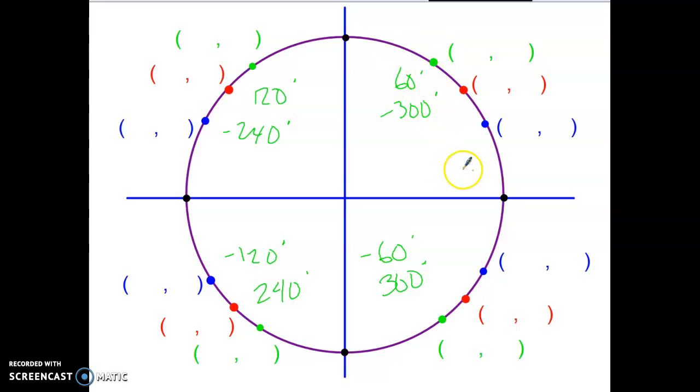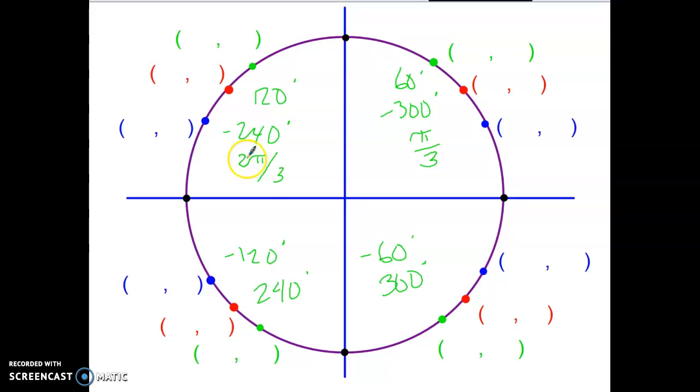Okay, let's go back and do that in radians. So when I move this way, I'm doing positive radians. 60 degrees times pi over 180. 60 goes into 180 3 times. So this is going to be pi over 3. Continuing on around the unit circle in a counterclockwise direction. Remember, this would be 3 pi over 3. And I have to move backwards 1 pi over 3 from that. So that's 2 pi over 3.